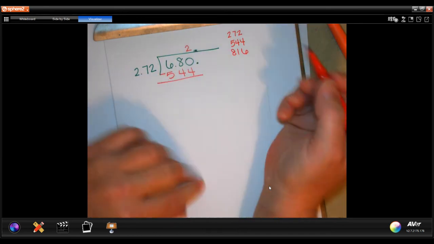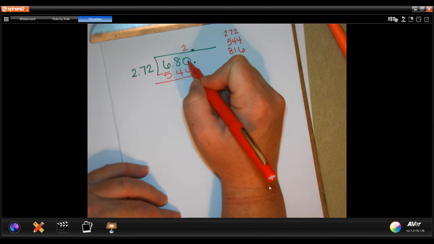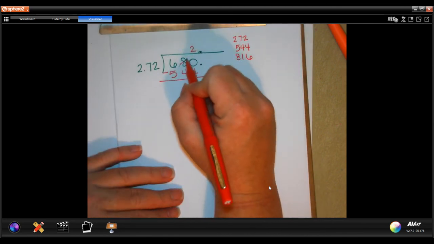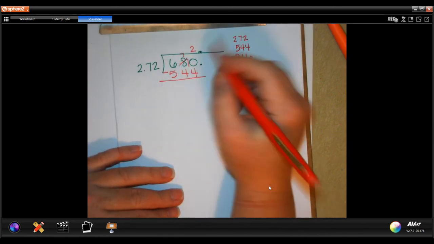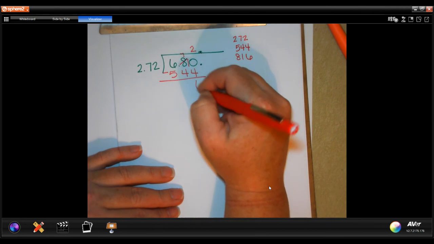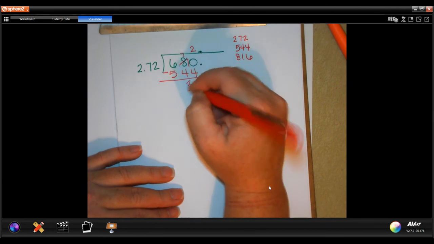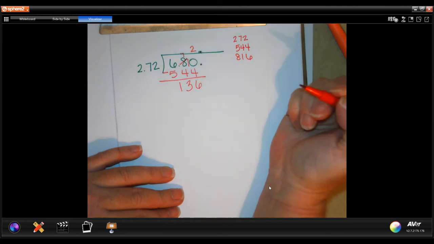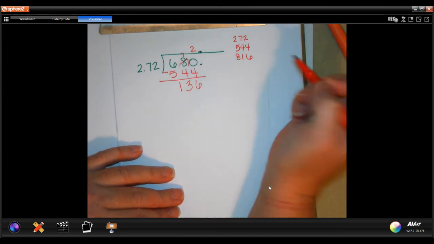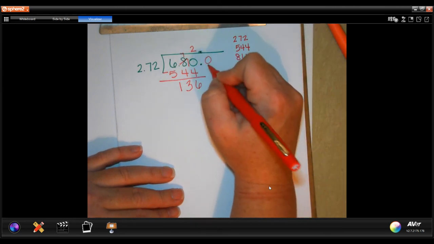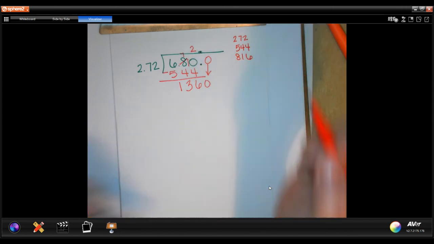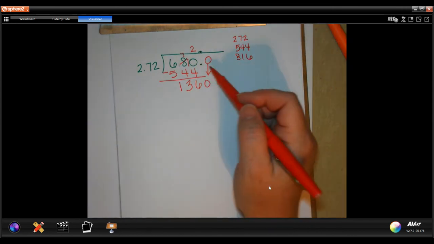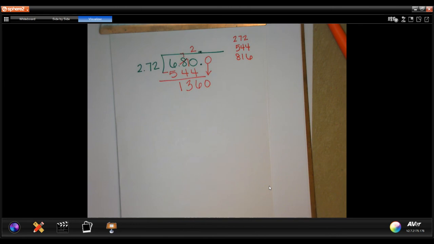Subtract. I cannot take 4 away from 0, making that a 10. 10 minus 4 is 6. 7 minus 4 is 3. 6 minus 5 is 1. So 136. Goodness, I might actually have to do one more. I'm going to put a 0 and bring it down. It's after the decimal point, so I can put a 0 and bring it down.